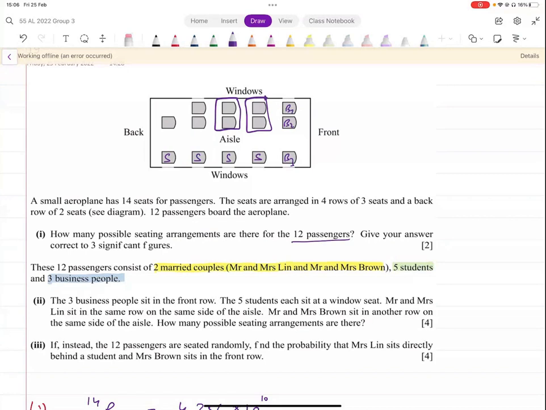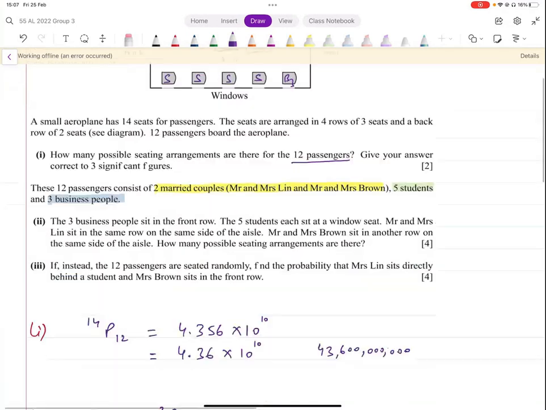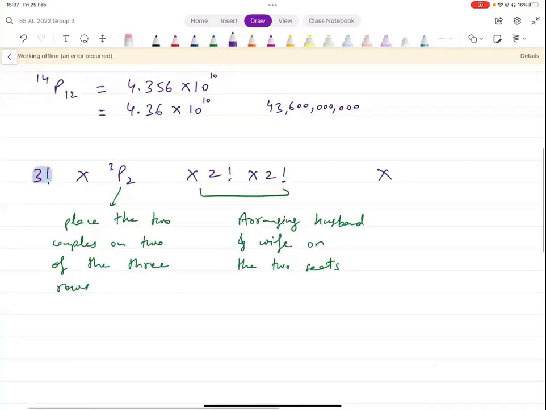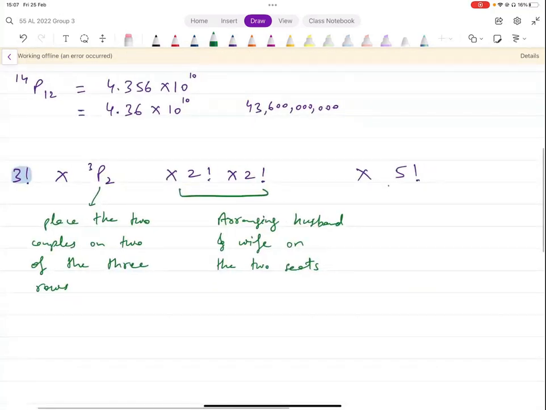Now the students have to sit on window seats, and there are only five window seats left. So there are five places and you have five students. You can say five by five or just five factorial. You can do either of them, and that will be for the students. So you multiply this by 5 factorial.